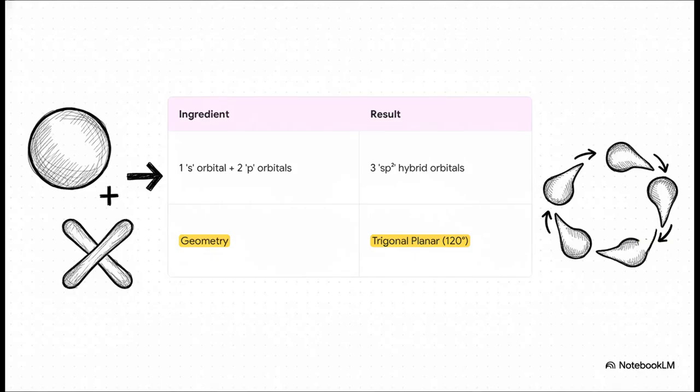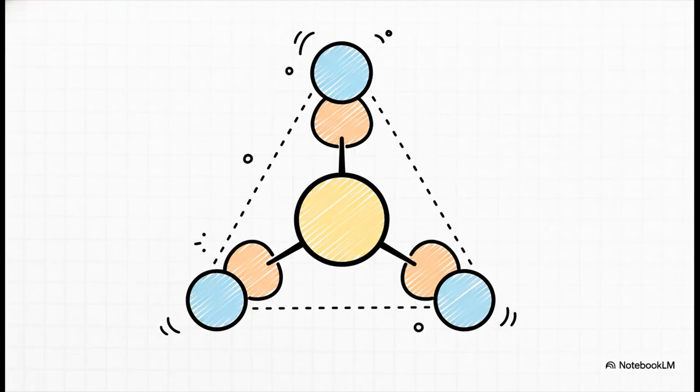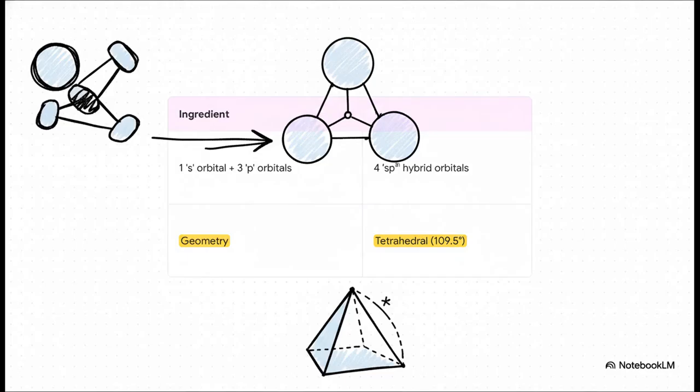So what happens if we mix one s orbital with 2 p orbitals? Well, we get 3 sp2 hybrid orbitals, and these 3 new orbitals will spread out as far apart as they can get in a flat plane, creating this trigonal planar shape with perfect 120-degree angles between them. The borane molecule, BH3, is a fantastic illustration of this. The boron atom in the center is sp2 hybridized, and it forms 3 bonds to hydrogen that give it that beautiful, flat, triangular shape.